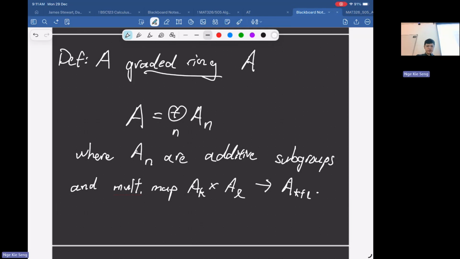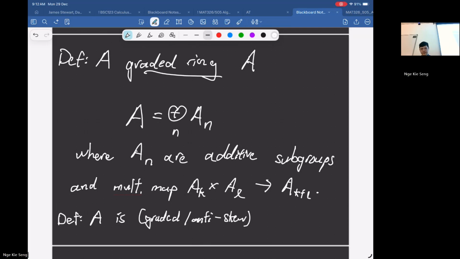Okay, so far any questions? Actually, we do not just restrict to graded rings. Our ring could be graded commutative, or anti-commutative, or skew commutative. I think we have to choose one. They commute up to a sign.